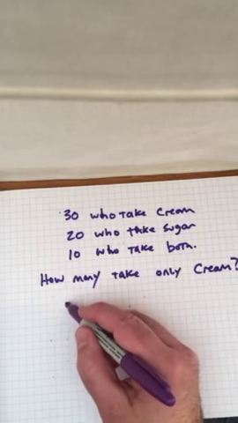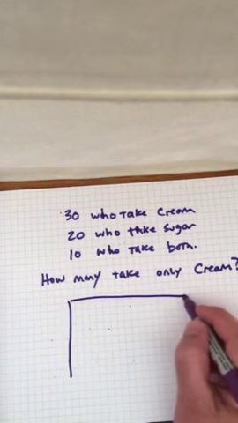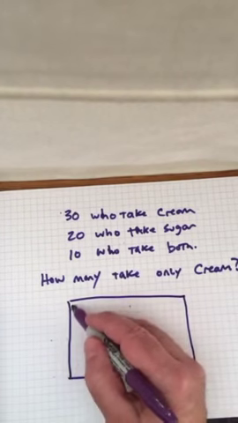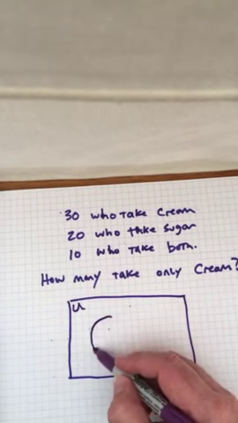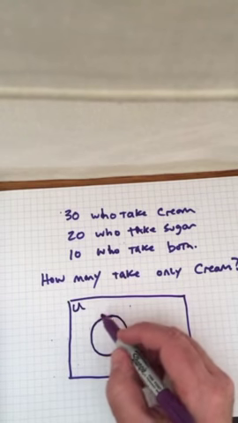So if I were to draw a Venn diagram, put the universe up here, this is all people, I guess, drinking coffee. Over here we have this set A, these are the people who take cream.